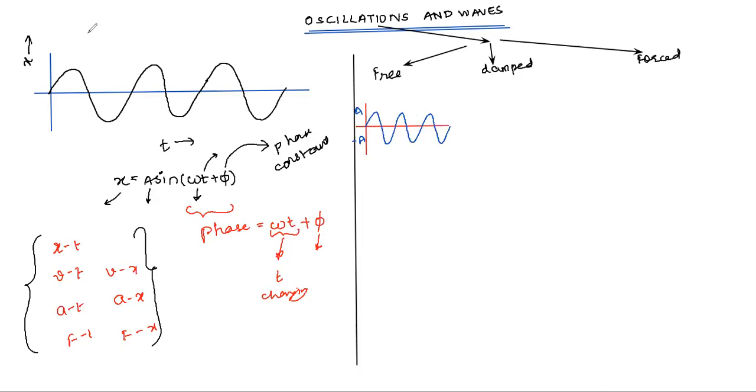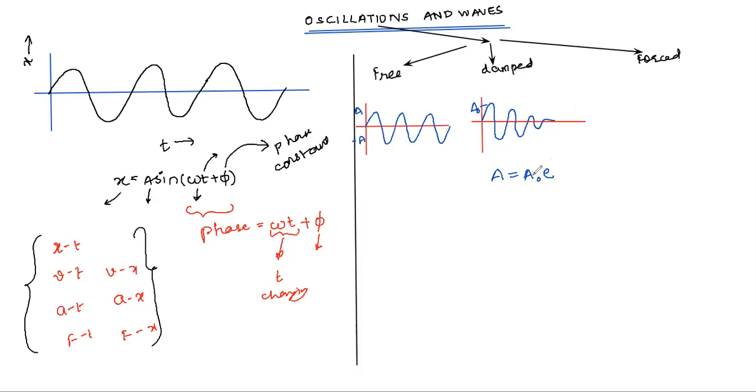But what about damped? In damped oscillation, the dynamics change a little, and now we have the amplitude not the same every time. It keeps on decreasing, and we say that this amplitude is decreasing exponentially. So suppose initially it was a naught, then it decreases this way: a naught into e power minus some function of time.